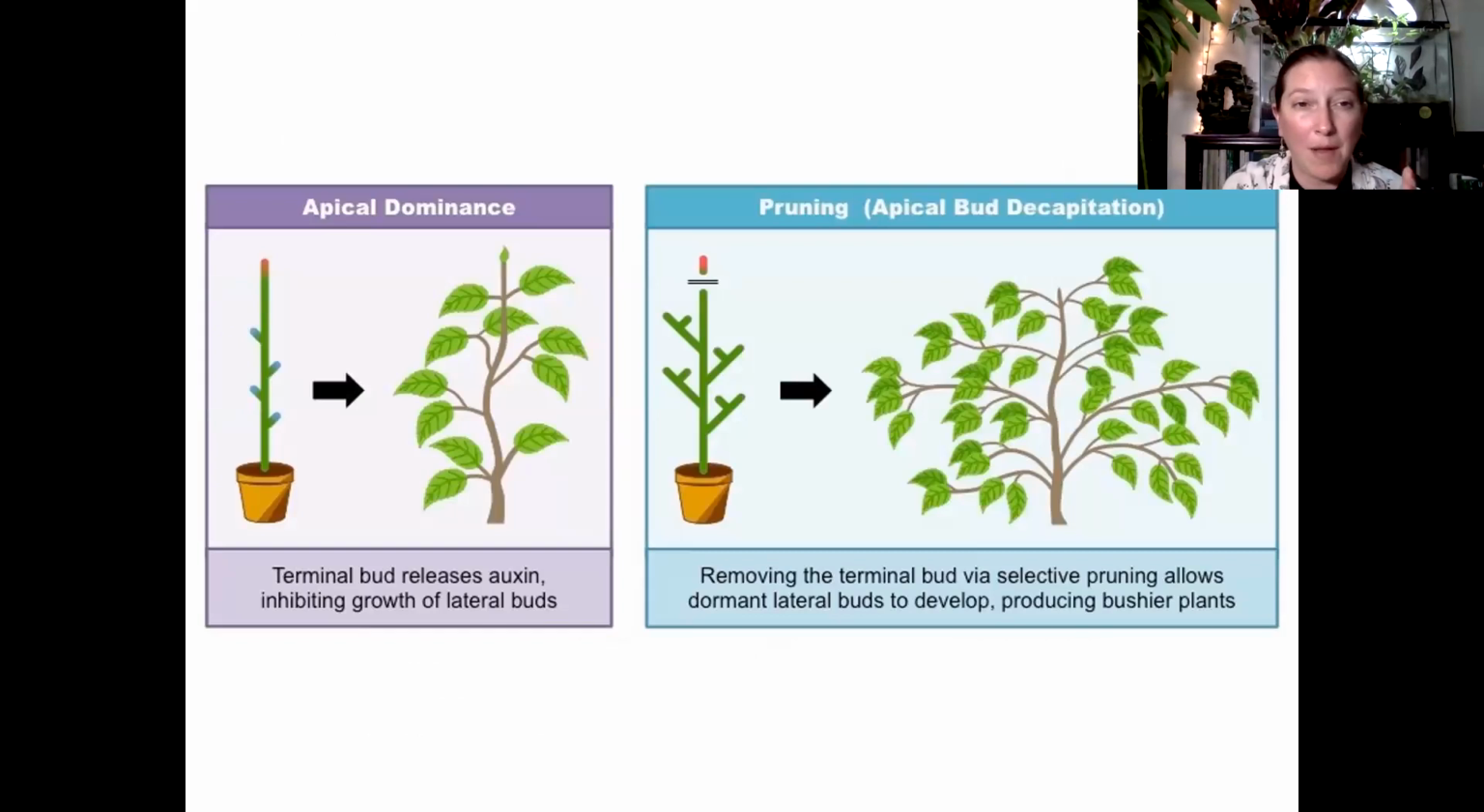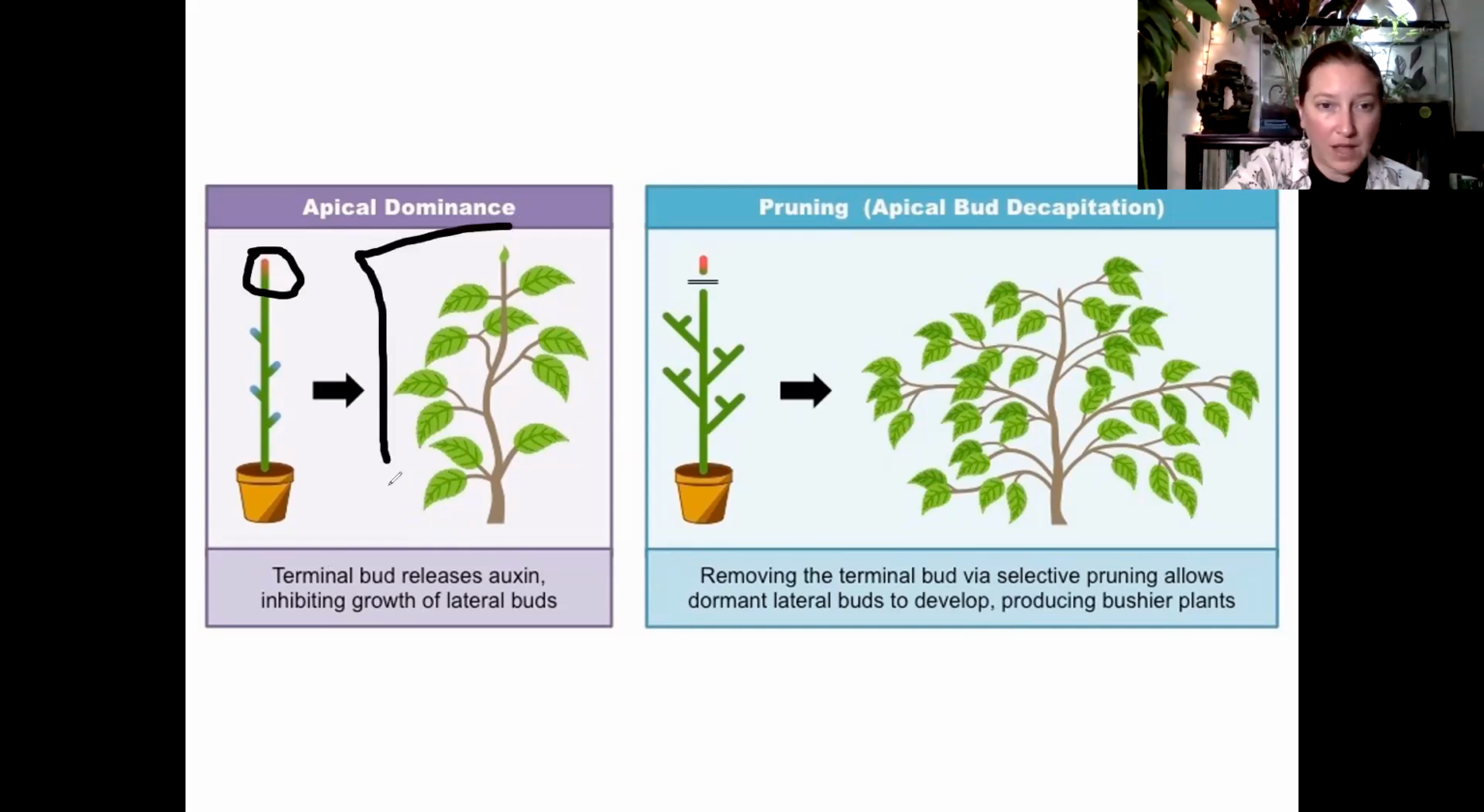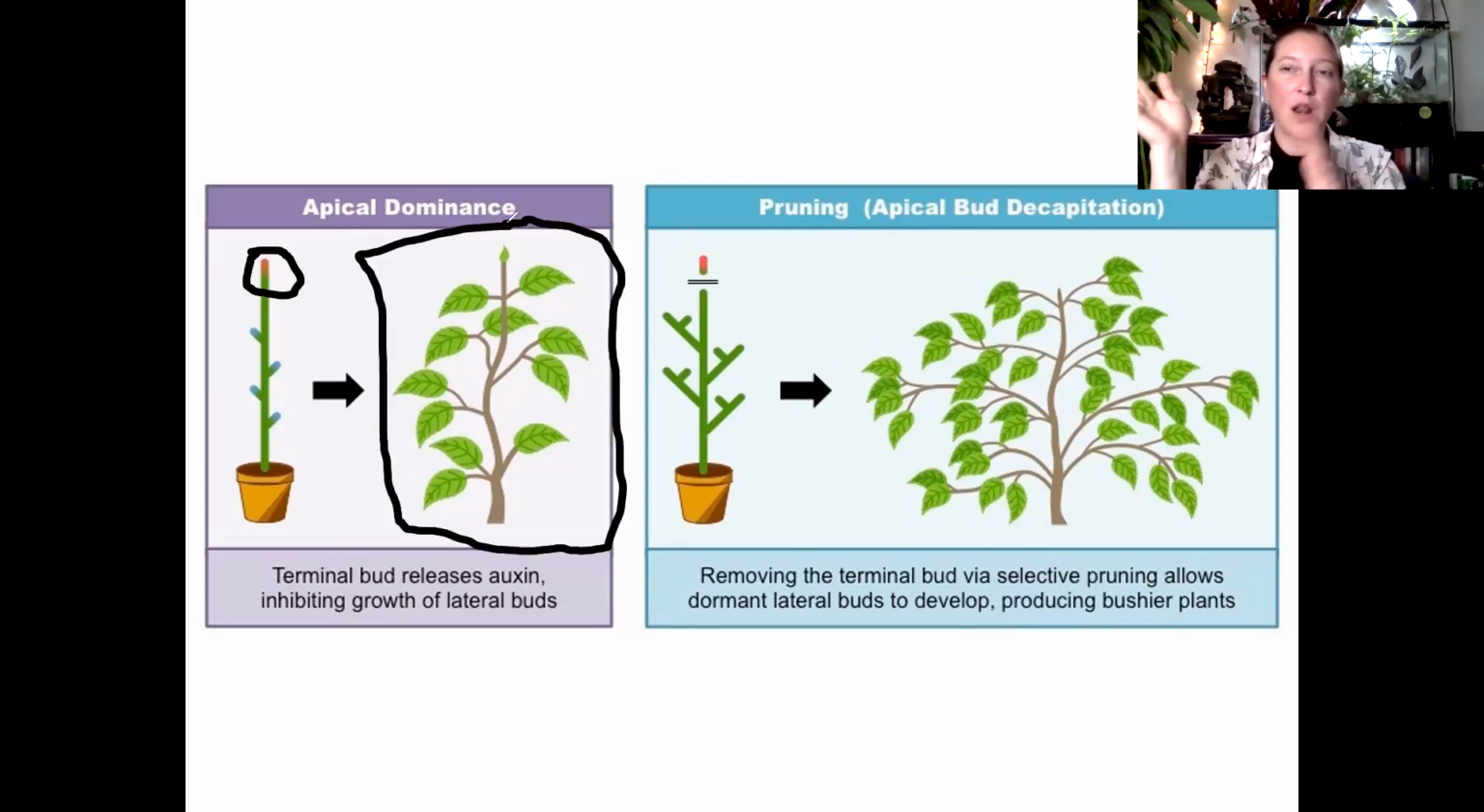So we already learned about the apical meristem. In a lot of plants, the apical meristem is where auxin is made. So here is an apical meristem, and auxin prevents lateral branching. The apical meristem is making a bunch of auxin, so you won't have branching. This is what the plant might look like: kind of tall, but not very bushy or anything like that.